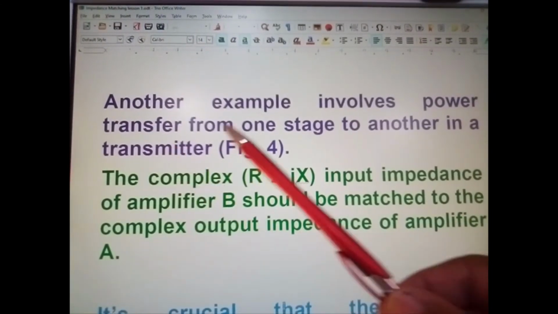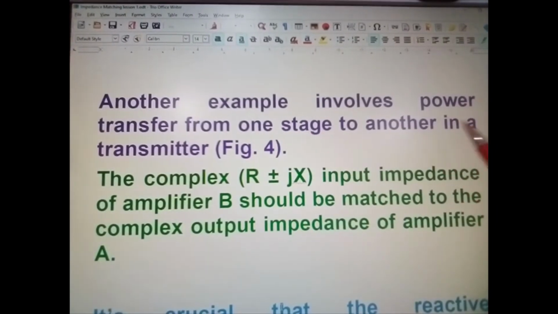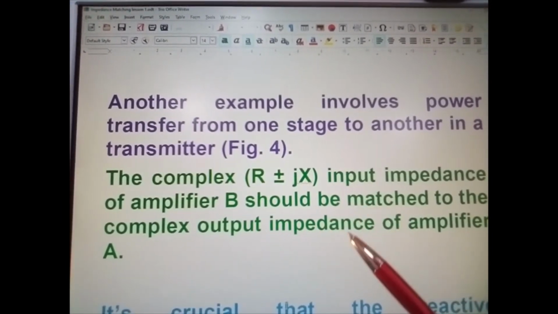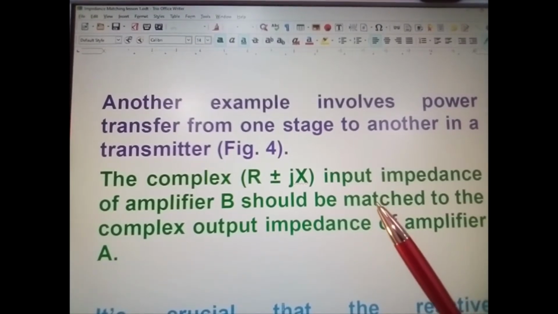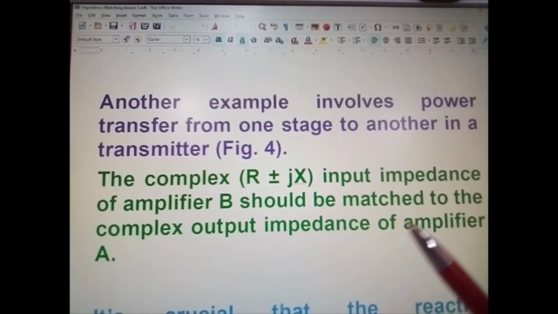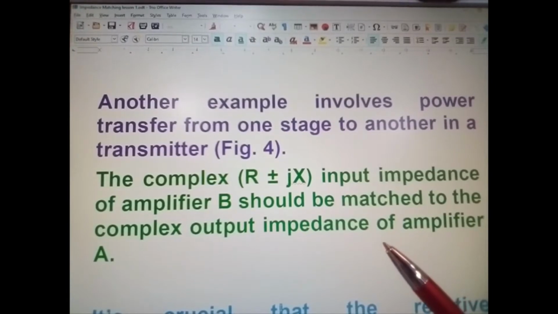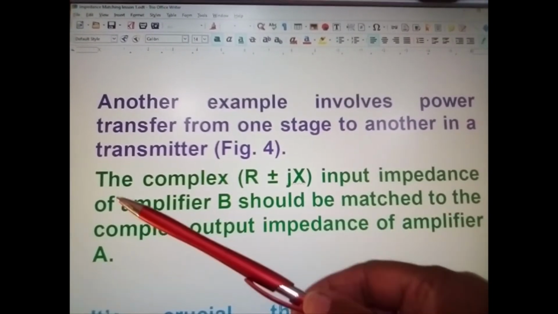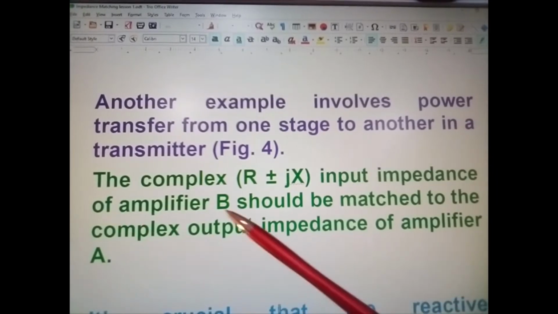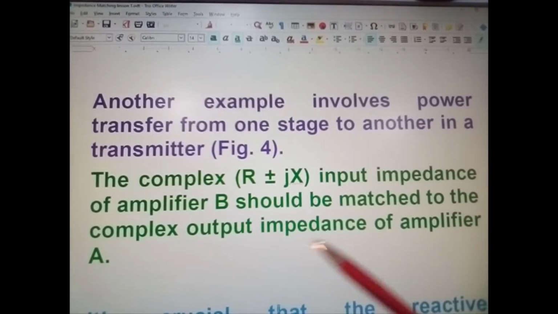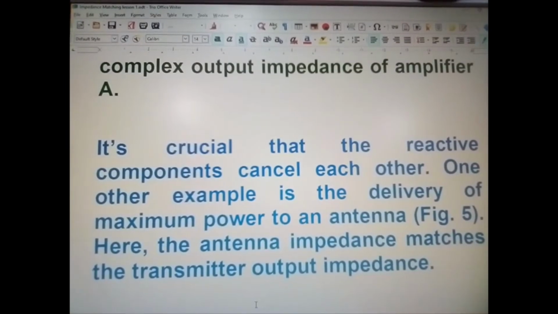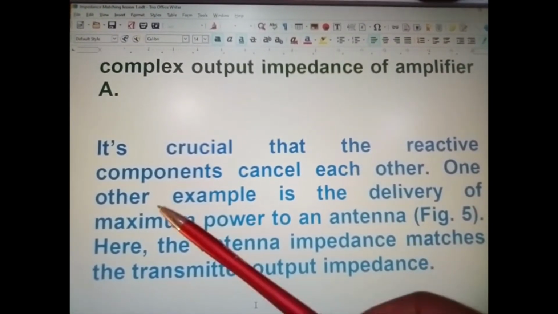Now, another example involves power transfer from one stage to another in a transmitter, figure 4. The complex R plus or minus jX. Now, if you look at one of my videos, you'll see that I speak about j notation and I do some calculations on j notation. So again, you need to do some additional reading for yourselves and some mathematical application of j notation. Input impedance. So again, coming back to this, the complex R plus or minus jX input impedance of amplifier B should be matched to the complex output impedance of amplifier A. Now it is crucial that the reactive components cancel each other.